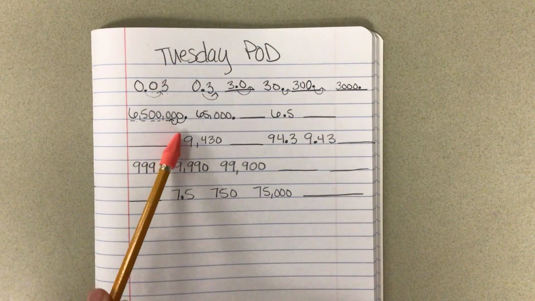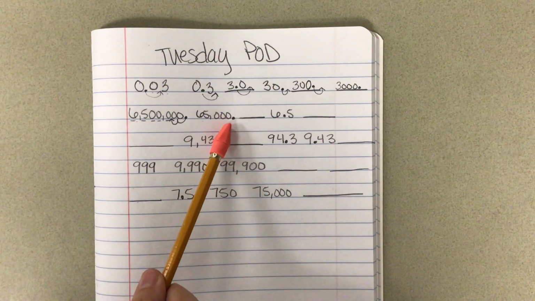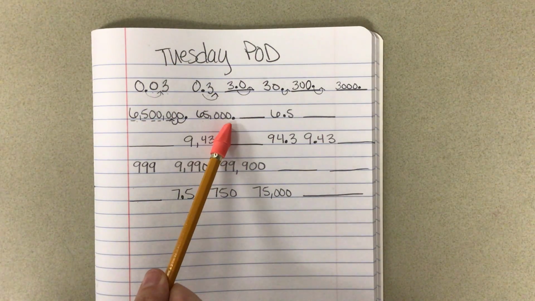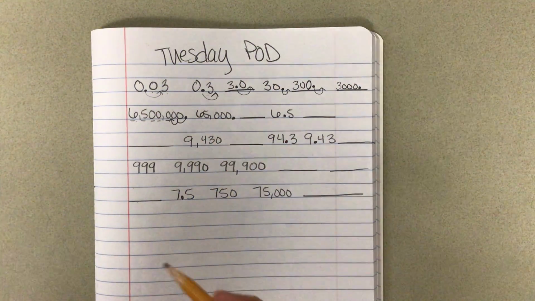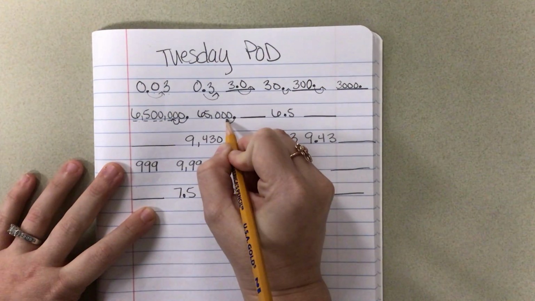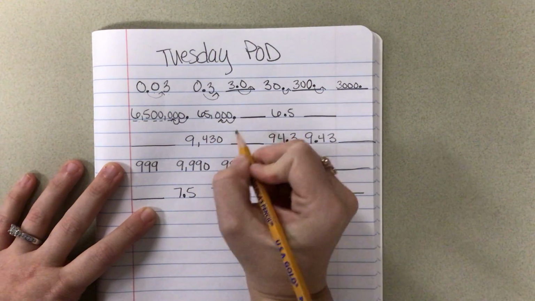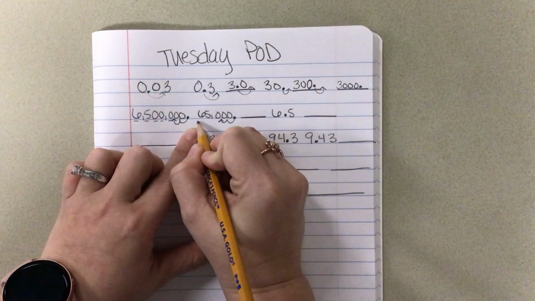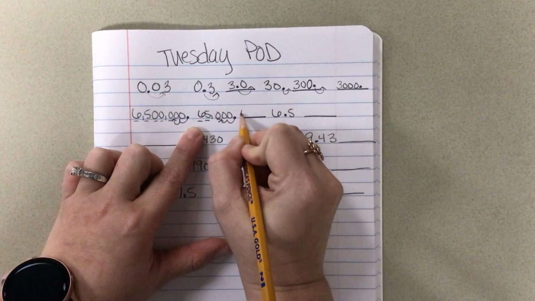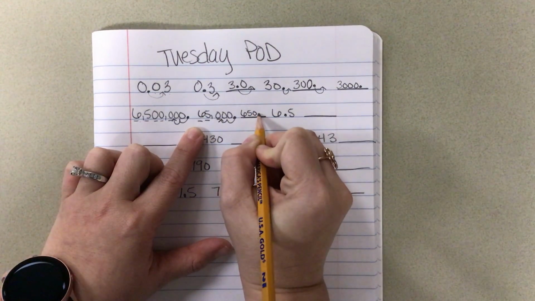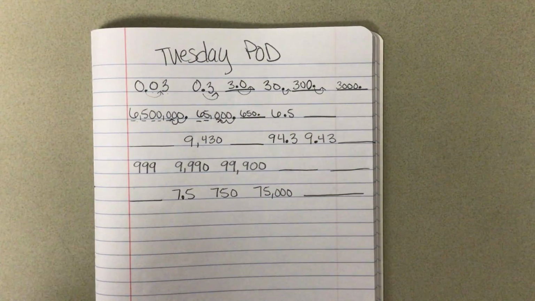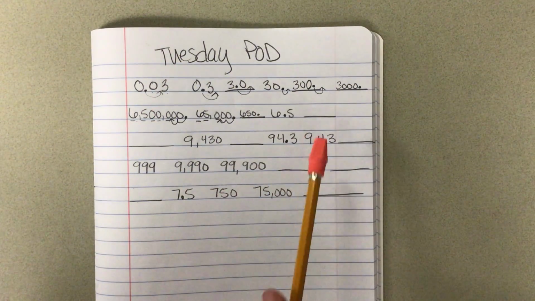Well, if I'm jumping to here, how many am I jumping here? How many place values am I bringing it in? 2. So we're going to come in 1, 2, and we're going to place it there, which gives me a 6, a 5, and a 0. So that'd be 650.